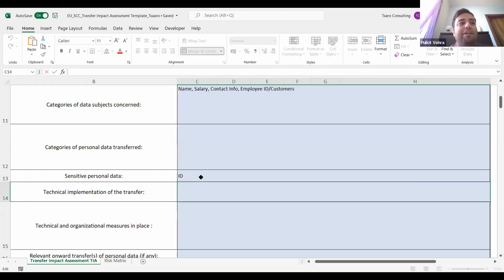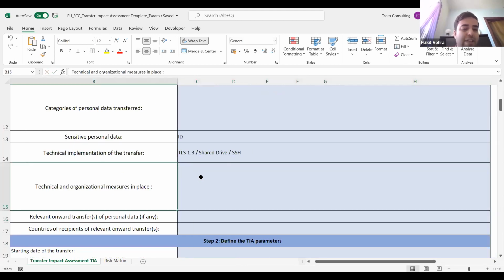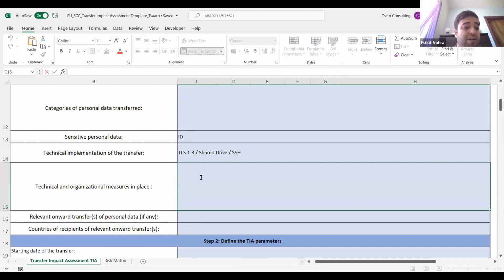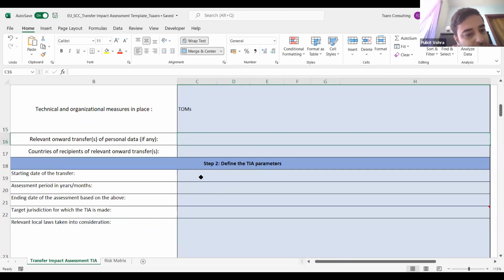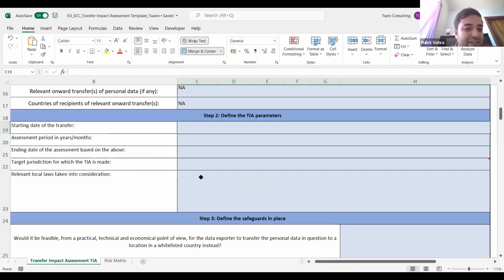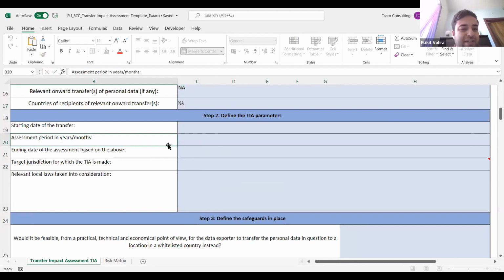The next one is around technical implementation. How are you basically transferring the data? What are the implementation steps you have put in place, whether it's through SharePoint or a shared drive, and what mechanism you're using, in terms of SSH or TLS? The next one is, as we all said multiple times, the TOMs in place. So you need to define the TOMs of how you are going to transfer the data. The next one is around relevant onward transfer of personal data. It was not really relevant for me in doing a TIA. And then countries of recipients: if the transfer is done beyond, let's say, Netherlands to India, then India to somewhere else, who are those recipients?